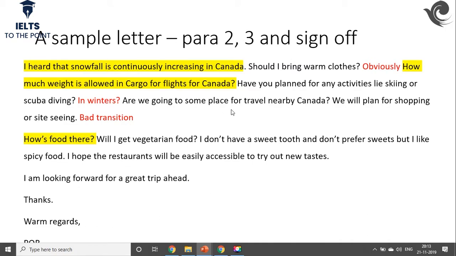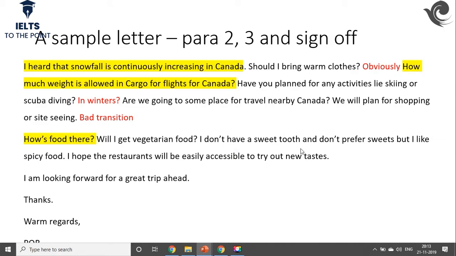Next, are we going to some place for travel nearby Canada? Going and travel are very similar ideas, right? And nearby Canada, you can say within Canada or nearby Canada, there is only US. Again, the lack of clarity is an issue here. We will plan for shopping or sightseeing. Okay, not an issue. Then how's food there? Now you just said sightseeing. You are going to food. That's a bad transition.